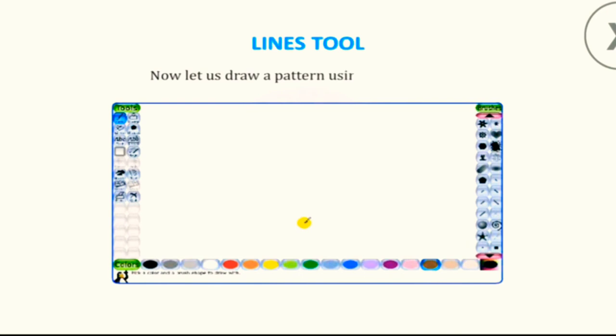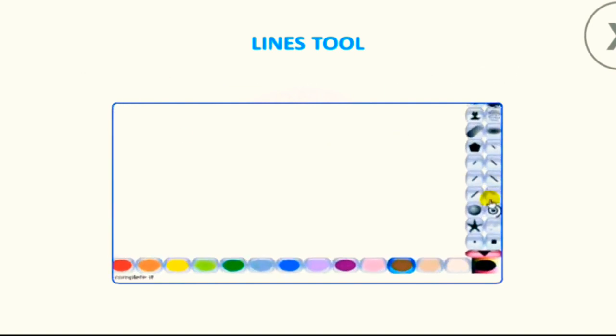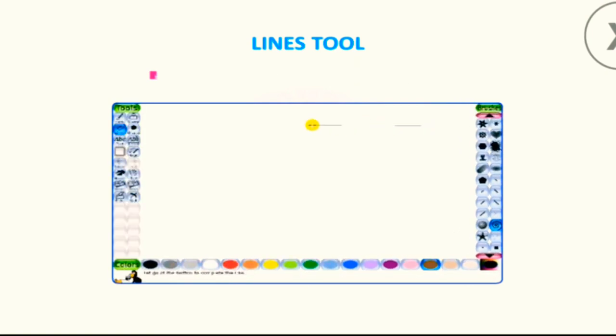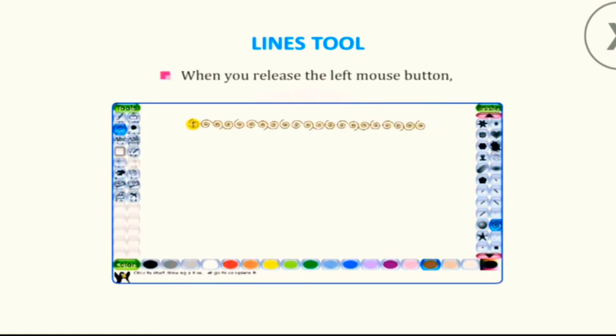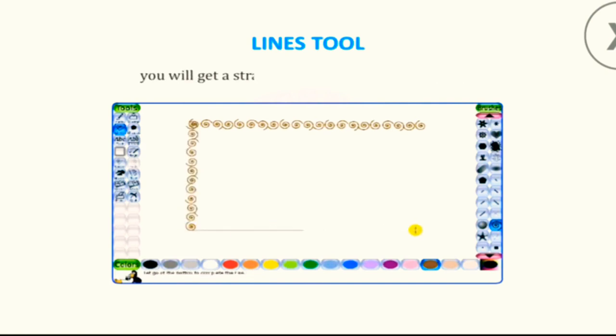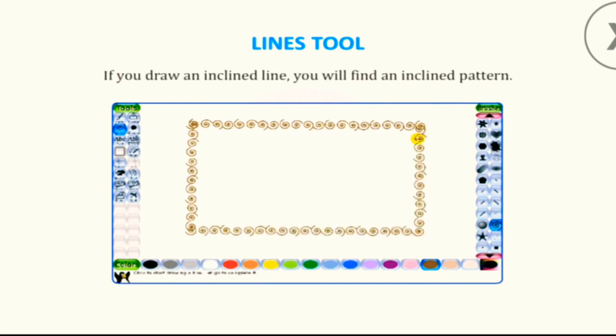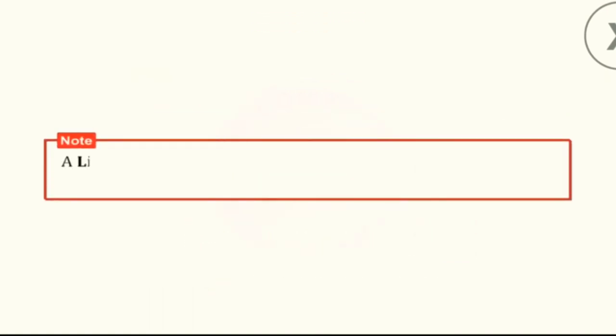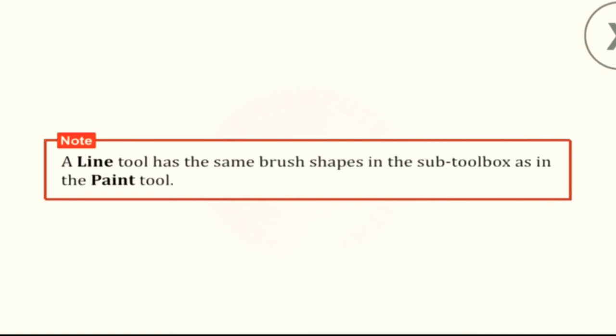Now let us draw a pattern using the Lines tool. Select the Lines tool and choose any pattern from the sub toolbox. Draw a straight line as shown in the figure. When you release the left mouse button, you will get a straight pattern in place of that line. If you draw an inclined line, you will find an inclined pattern. Students note that a Line tool has the same brush shapes in the sub toolbox as in the Paint tool.